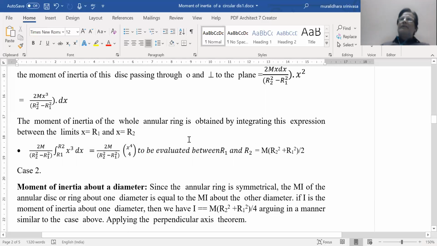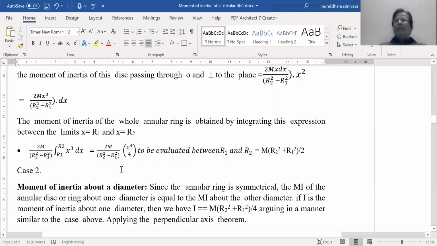the limits x equals R1 and x equals R2. So 2m by R2 square minus R1 square, the constants, into the integral between the limits R1 to R2 of x cube dx. That gives you x to the power of 4 by 4. If you apply the higher limit, you get R2 to the power of 4. If you apply the lower limit, you get R1 to the power of 4. So R2 to the power of 4 minus R1 to the power of 4 in the numerator, R2 square minus R1 square in the denominator.